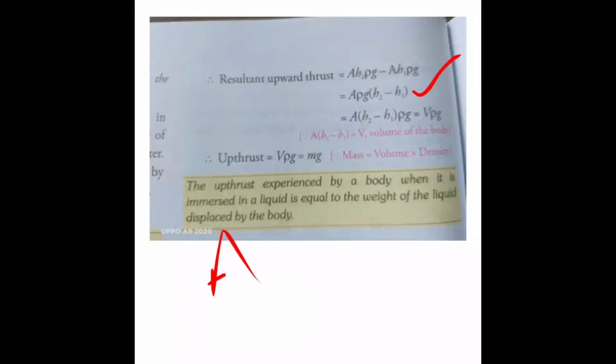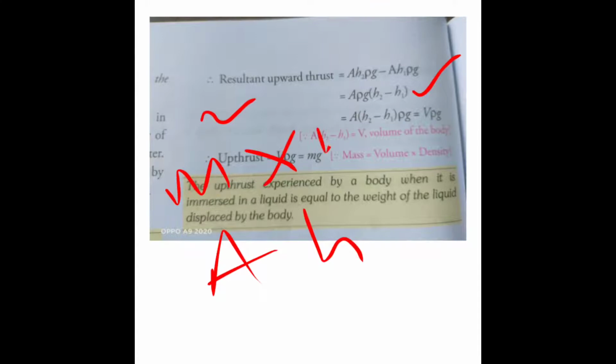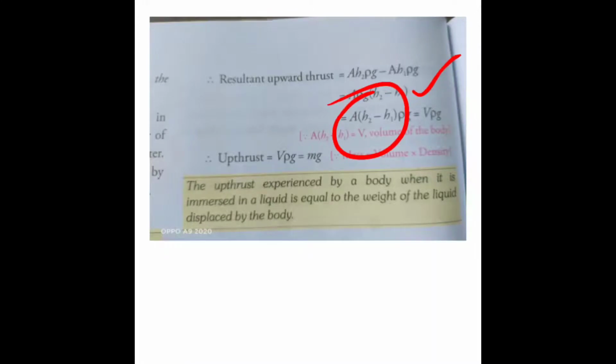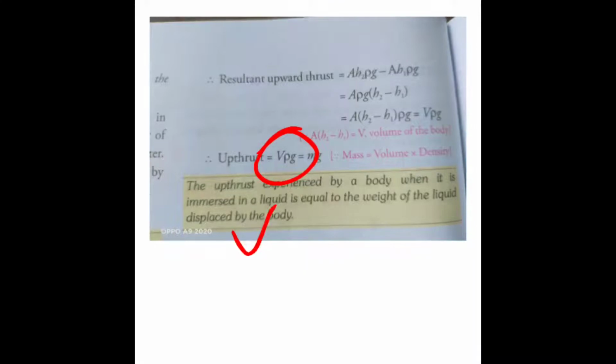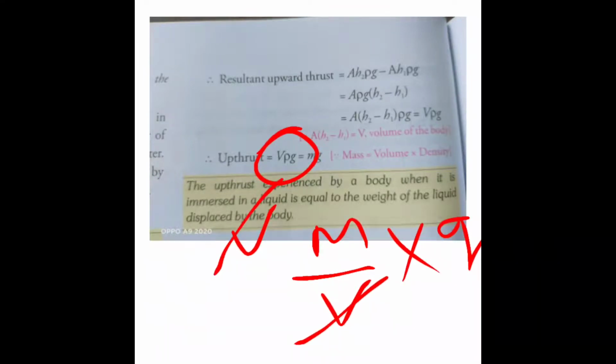Now you see A and h: the unit of area is meter square and the unit of height is meter. So meter into meter square is meter cube, and meter cube is volume, right? Therefore A into (h2 minus h1) is considered as volume, that means V rho g. Once we get V rho g, again you see rho means mass by volume, rho is density here, so mass by volume into g. V and V get cancelled, so what we got? mg. Therefore upthrust equals mg.